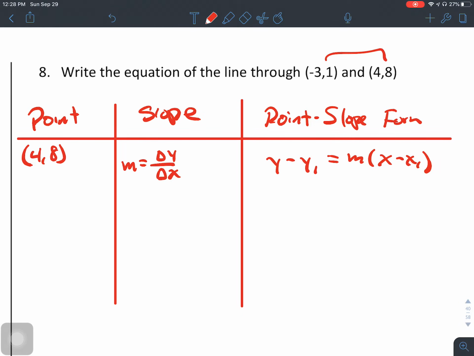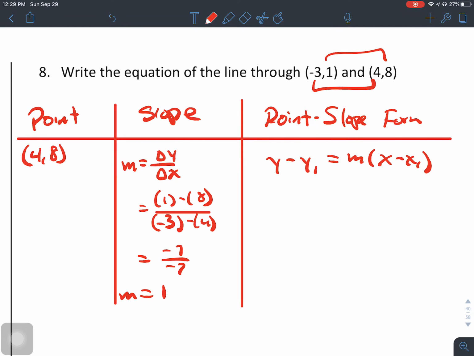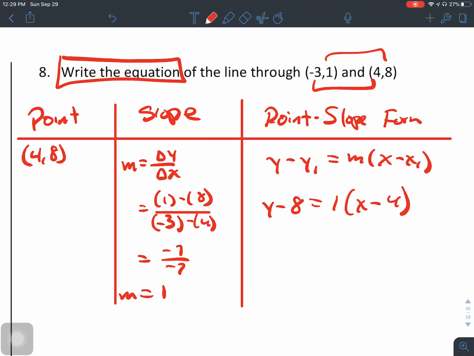Using the slope formula, if you subtract your y values, it's going to be 1 minus 8. If you subtract your x values, it's going to be negative 3 minus 4. It's going to be negative 7 over negative 7, which is 1. So in point slope form, we're going to have y minus 8 equals 1 times the difference of x and 4, finished. If you don't want to put this 1 here, just leave it blank because 1 times anything doesn't change it. That would be fine. But that is an equation. It is the equation. Doesn't say what form to put it in, so we can leave it like that.